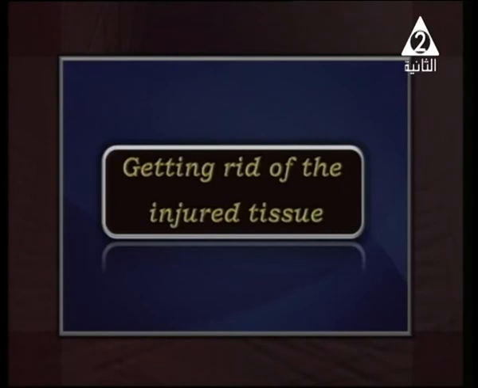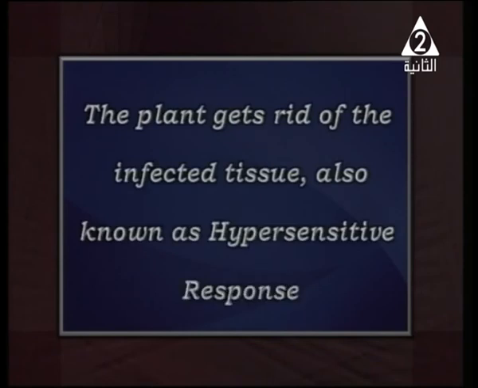How can we get rid of the injured tissue? This is another way of removing the injured tissue. When the plant wants to remove or eliminate the infected tissue, this process is known as the hypersensitive response. Again, when the plant wants to get rid of the infected tissue, we call it what? Hypersensitive. Hyper means increasing. Sensitive means very sensitive, as we are going to see.